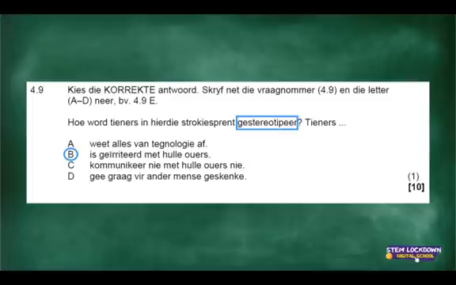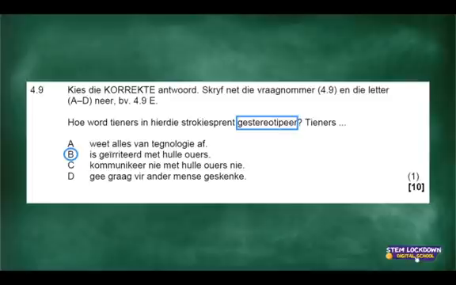Okay, so let's have a look at the 4 options. Tieners weet alles van tegnologie af. Tieners is geïrriteerd met hulle ouers. Tieners kommunikeer nie met hulle ouers nie. Tieners gee graag by ander mense geskenke. Now, out of those 4, I would say 3 is very stereotypical teenage behavior. Teenagers do know a lot about technology. They are irritated with their parents. They don't communicate with their parents.